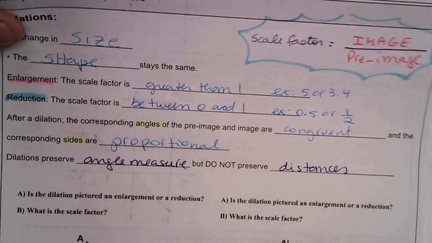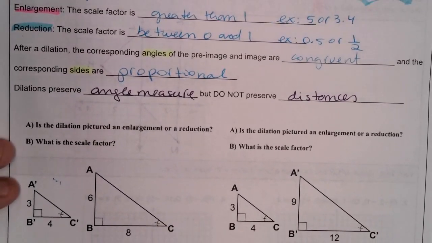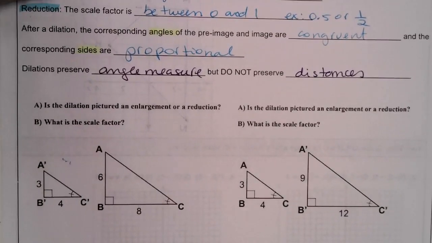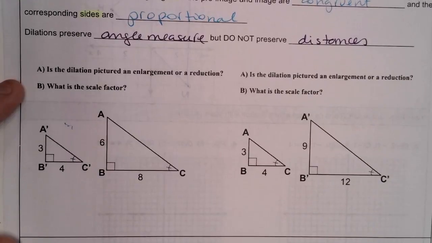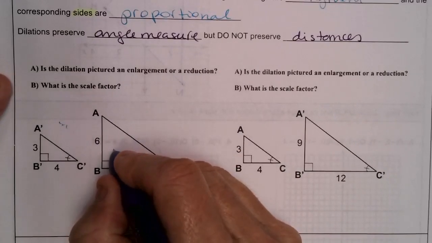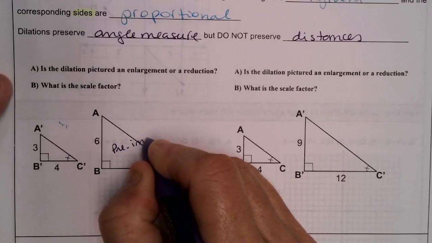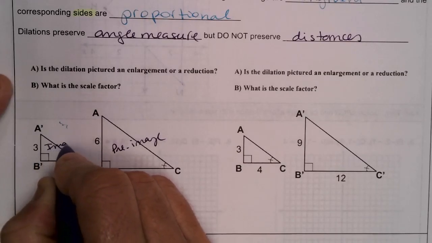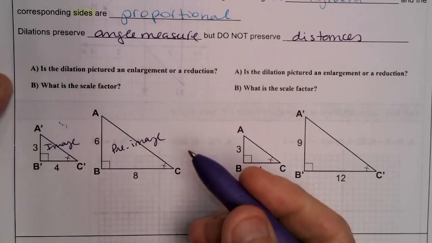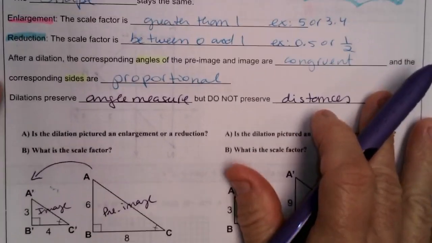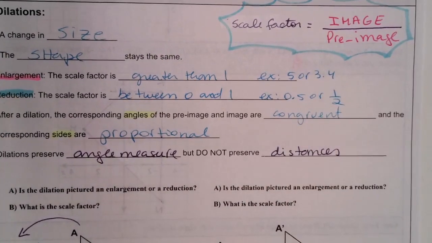Let's take a look. Here is the dilation picture, an enlargement or a reduction, and then what is the scale factor. First thing you need to do, identify what's the pre-image and what's the image. The letters A, B, C are the pre-image, and A prime, B prime, C prime, that's the image. So I know now that I'm going from this one to this one. How do we find the scale factor? Remember up here, image over pre-image.